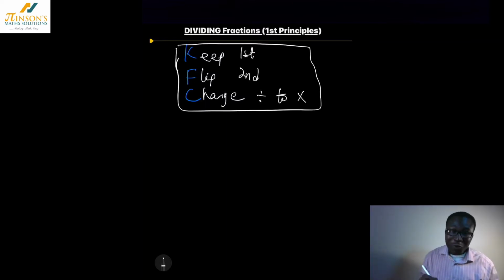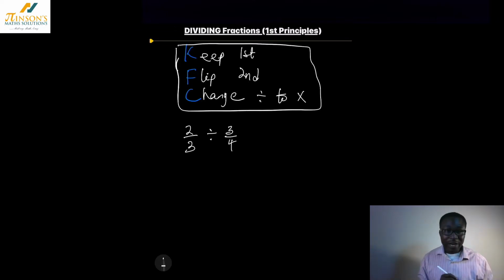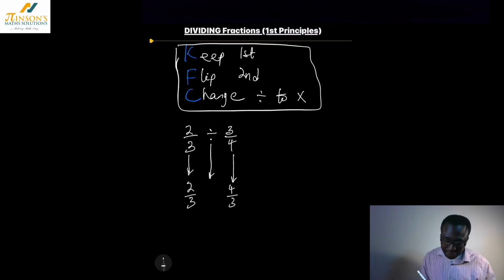Okay, but before I show you that, let's apply keep, flip, change to dividing these two fractions. If I want to divide these two fractions by keep, flip, change, if I keep the first one, I'll get 2/3. If I flip the second one, I'll get 4/3. Flip it upside down, the reciprocal. And then when I change division, I'll get multiplication here.